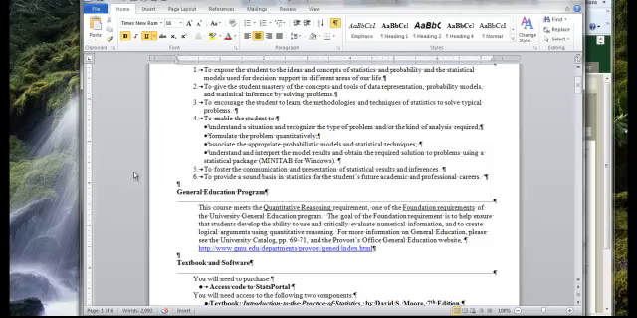Stat 250 fulfills your general education requirement, the quantitative reasoning requirement, because in fact, as you will see in Chapter 1, statistics truly is quantitative reasoning, taking numbers and evaluating those numbers to see what they mean. Please, if you want to read on, go to the catalog and you can read it, or go to the website and read the quantitative reasoning component of your general education requirement.